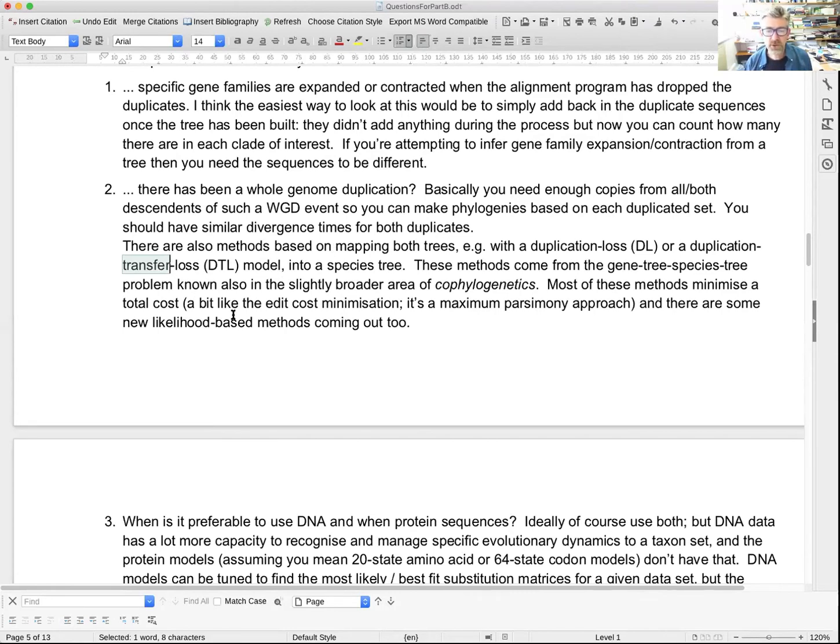So those do exist, those work quite well. And if you have gene trees and a species tree, then mapping the gene tree into that species tree can be a really good way of telling whether you've got a duplication event going on there. Not necessarily a whole genome, but it applies also to whole genome. It also applies to more restricted problems.